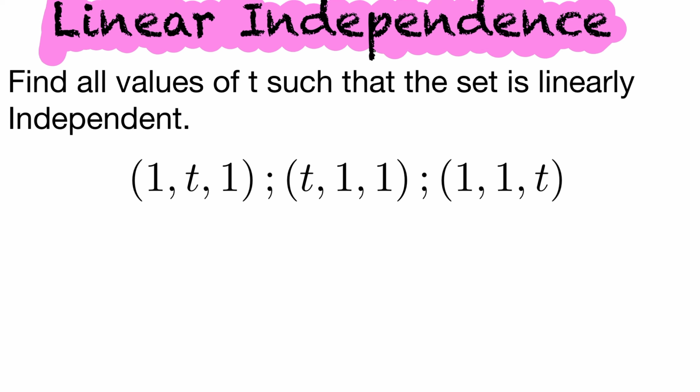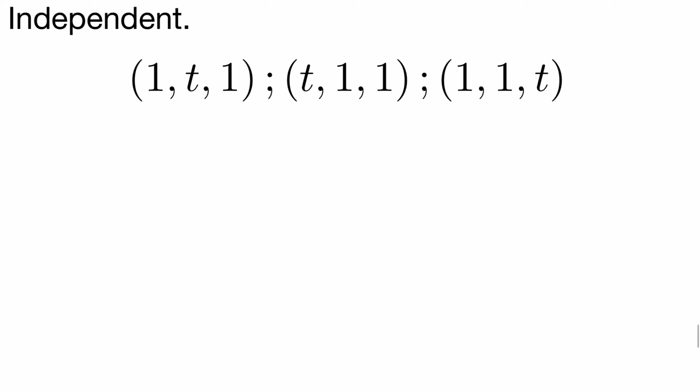In this question, they want you to find all the values of t such that the set is linearly independent. In this case, we have a set of three vectors. We want to see what values of t make them linearly independent, if any at all. So the first thing we're going to do is put this in a matrix, right? Again, we're writing these vectors column-wise.